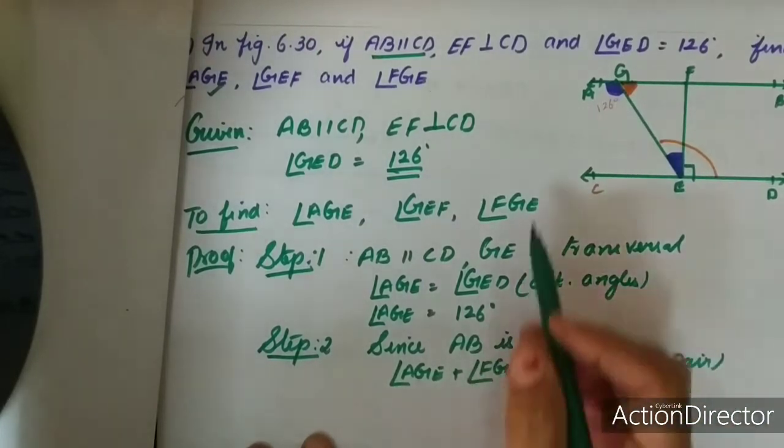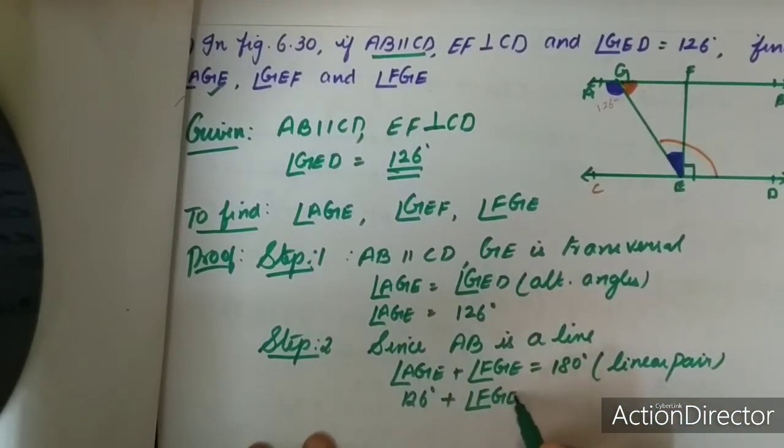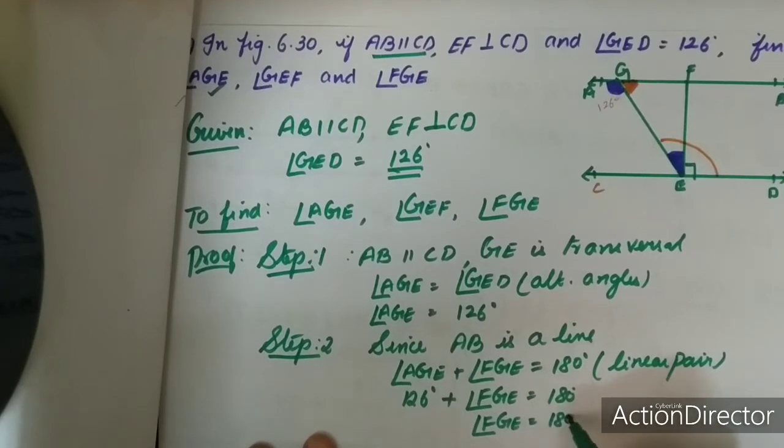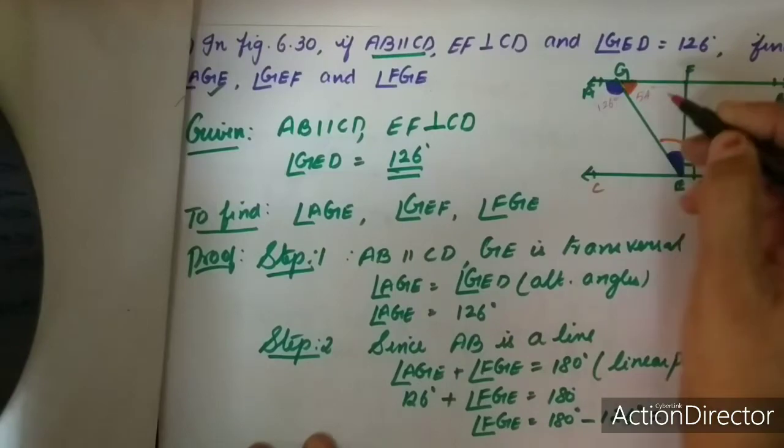Now you know what AGE is. AGE is equal to 126 degree, and I have to find FGE. Angle FGE is equal to 180 degree minus 126 degree, which is equal to 54 degree. So now you have found FGE as 54. Write it with pencil over here.